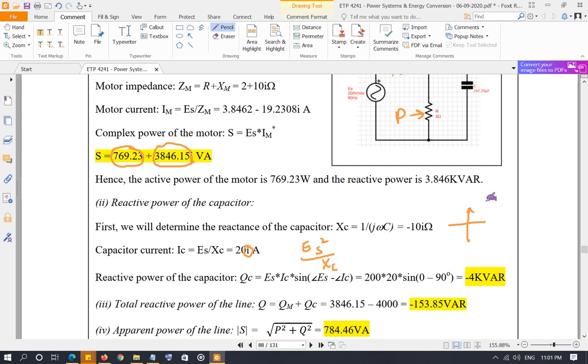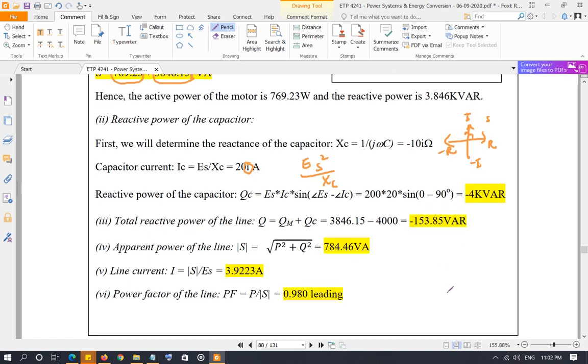This is j in the complex plane, in the S plane. This is your real, this is your negative real, this is your imaginary, this is your negative imaginary, and of course 90 degrees corresponds to j, which is on the imaginary axis. So negative 4 kilovolt ampere reactive is the reactive power of the capacitor. Of course, sine of negative 90 is a negative value.